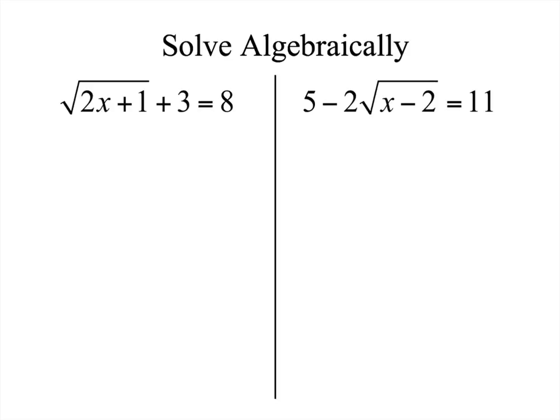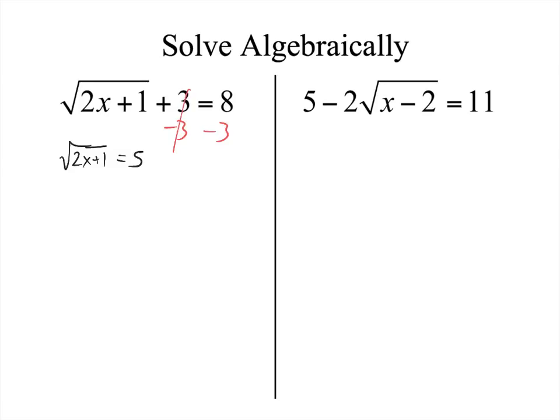So let's now solve algebraically this equation. To solve algebraically, I want to get this square root by itself. In order to do that, I first have to get rid of this 3. So I'm going to minus the 3 off, leaving me the square root of 2x plus 1 still equals 8 minus 3 is 5.